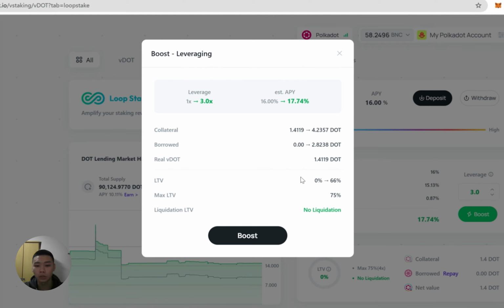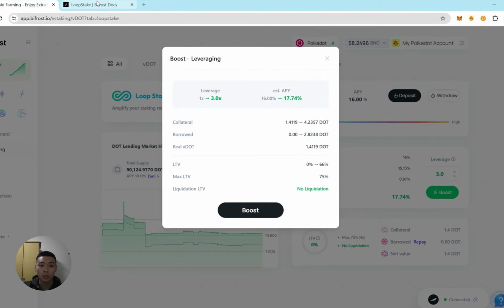LTV, loan to value. If you ever use the regular lending and borrowing market, money market, you should know the LTV is the most important factor that relates to the liquidation of your position. So on Bifrost, we have LTV, and your LTV right now is 66%, and the max LTV is 75%, but there's no liquidation LTV. It means even if your LTV breaks through the max LTV of 75%, your position will still be there and not be liquidated. It's interesting, right? That's a dedicated, unique function of Bifrost leverage staking.